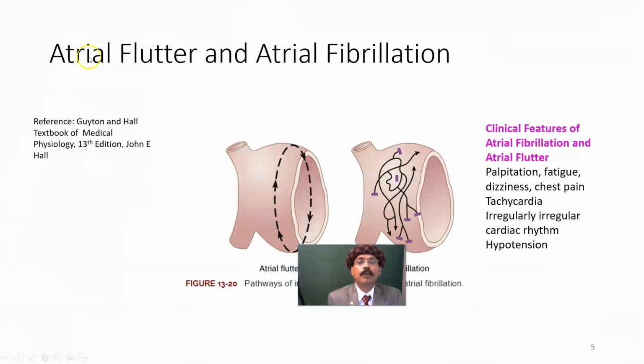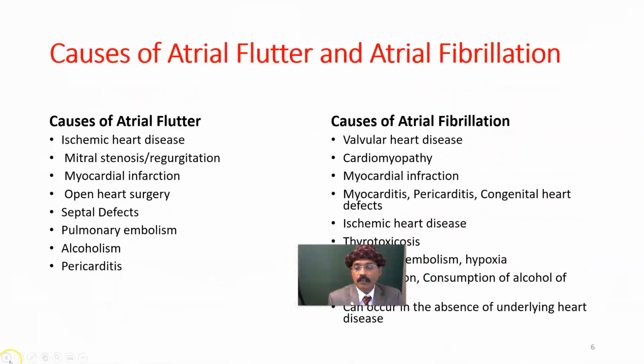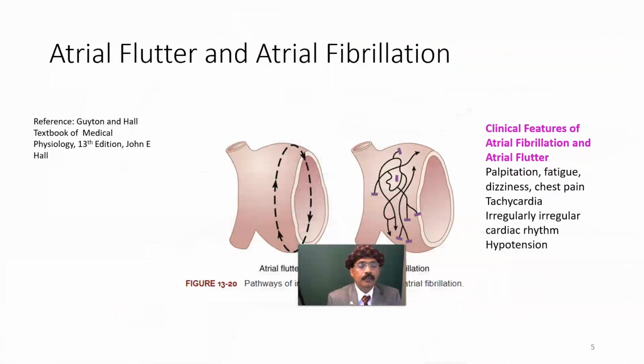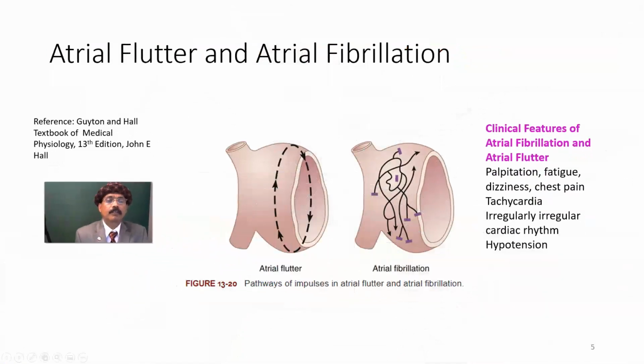Okay, so if you look at the atrial flutter, the impulse goes in this direction in the atria. This is superior vena cava, inferior vena cava. Suppose this is right atrium. The impulse is going in that direction. That is the atrial flutter. Okay, so this is atrial flutter.